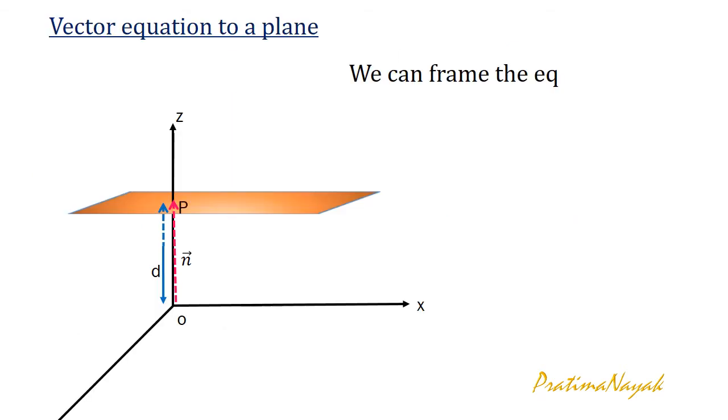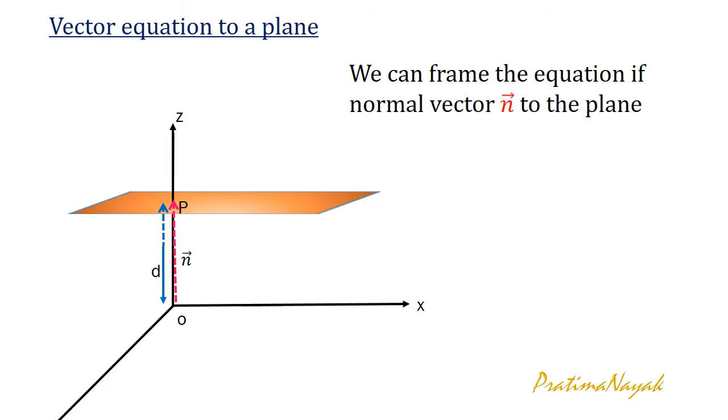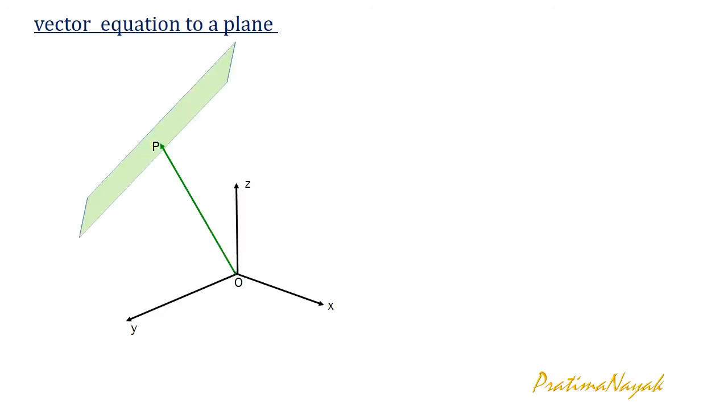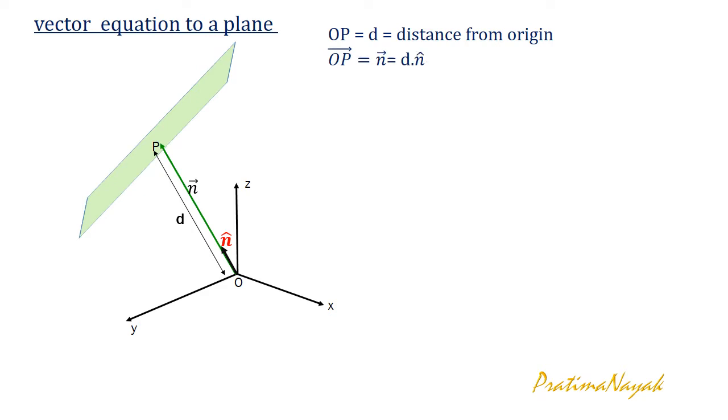First, to get equation of a plane, we'll get vector equation to a plane when normal vector to the plane and its distance from the origin is given. Let us derive the equation. Now let OP be equal to small d, the distance from the origin. Then OP vector, if it is denoted by n vector, will be equal to d multiplied by n cap, where n cap is the unit vector along the direction of OP vector.